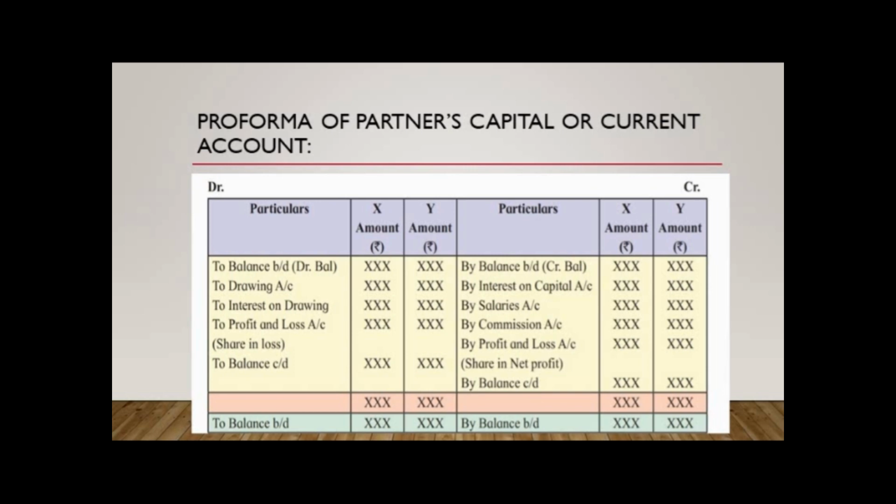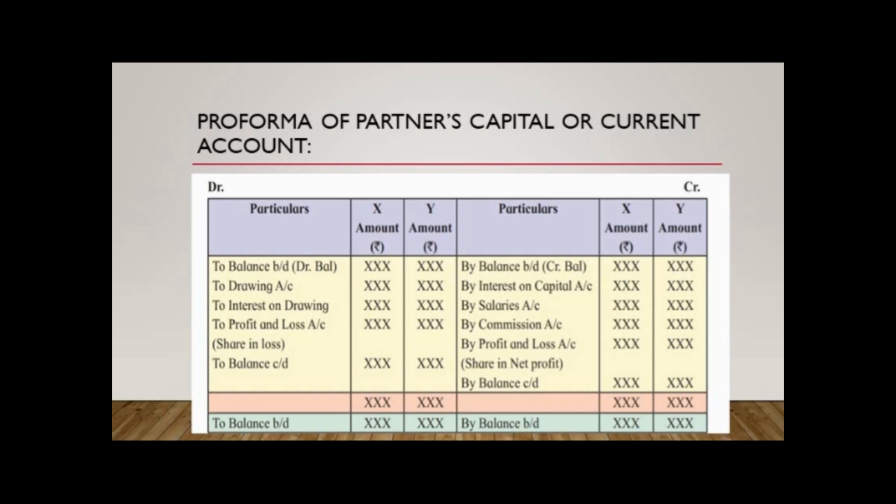Now partners capital account. In partners capital account, the opening balance will appear on the credit side, that is, by balance brought down. Or if we have opened a current account, then by balance brought down here on the credit side. And all the adjustments which are related with the partners, we will do it here. After doing the adjustment, we will close the partners capital account. And the net profit that we have got from profit and loss account, we are going to transfer here in partners capital or current account.